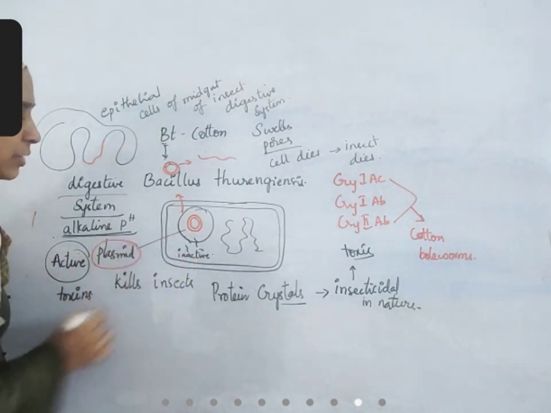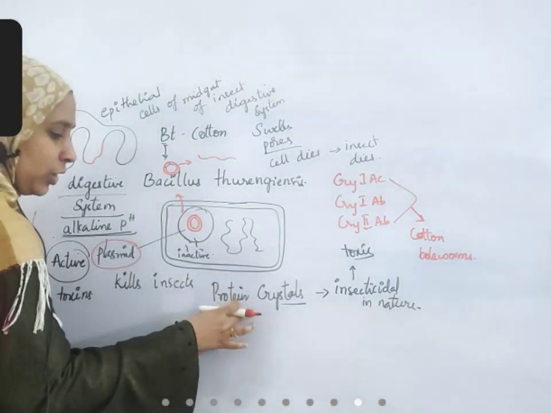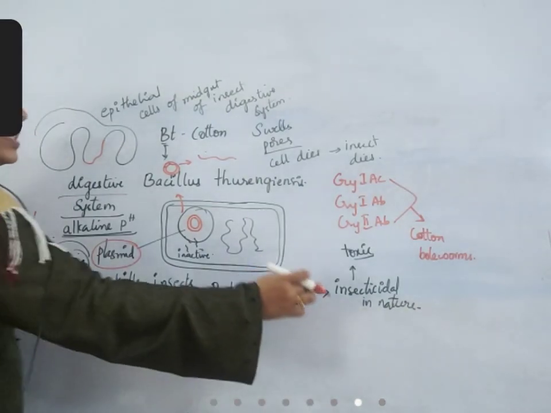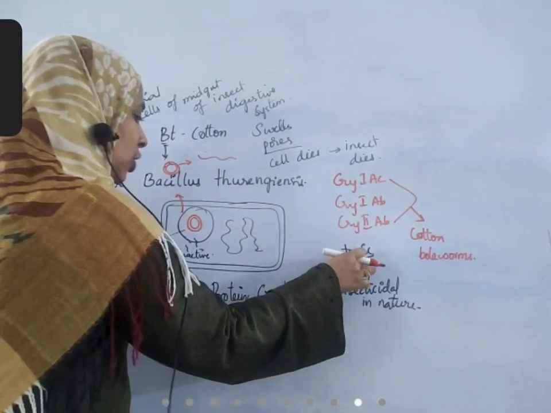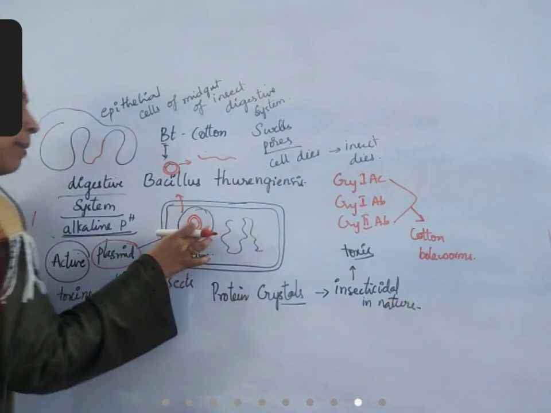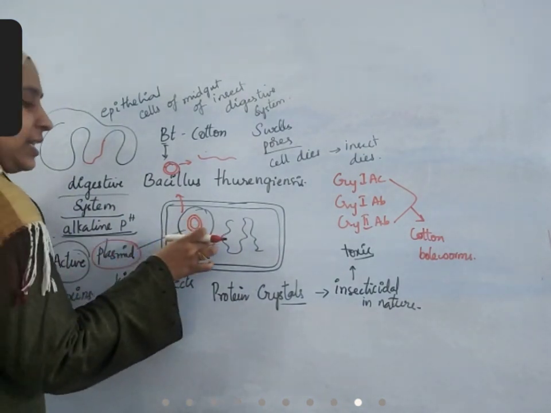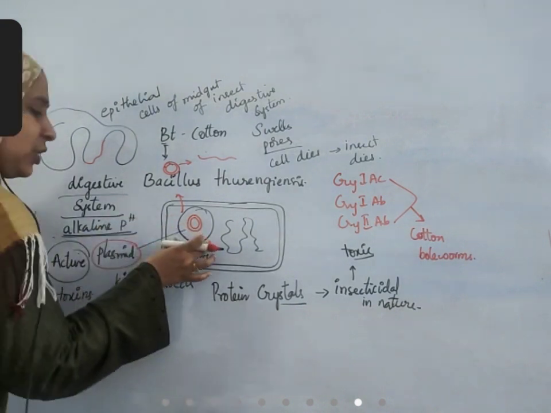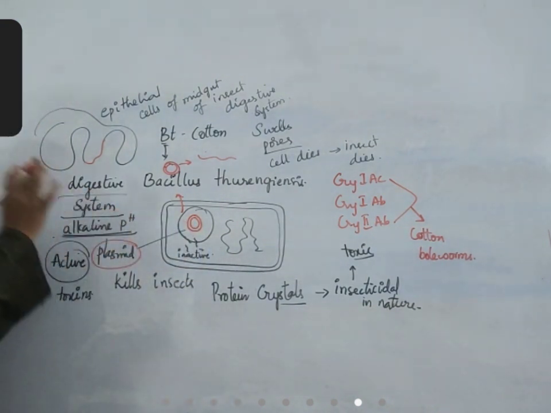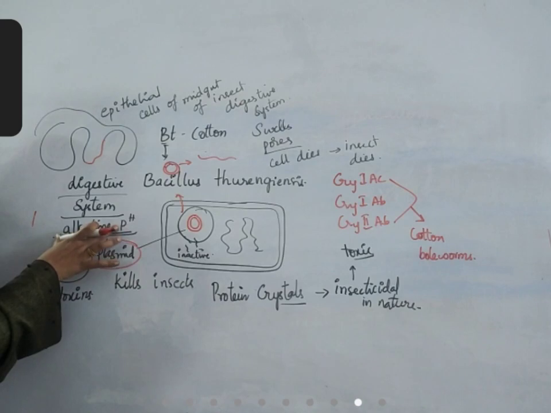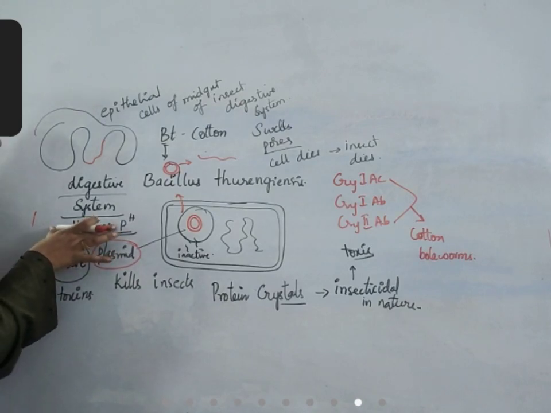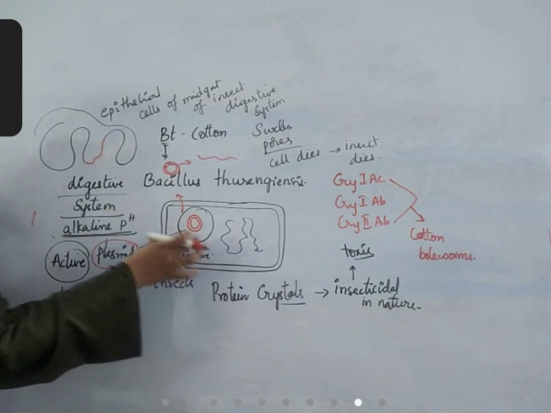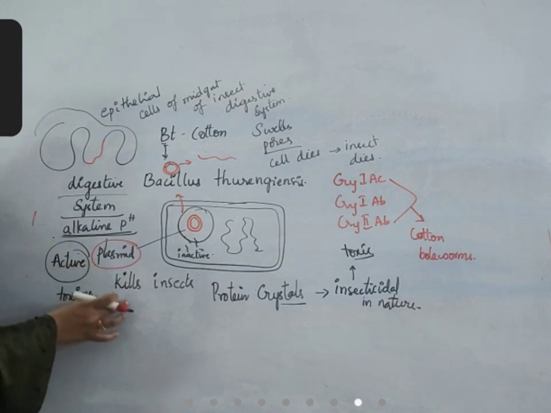Okay. So this plasmid has the capacity to produce protein crystals which are insecticidal in nature. That means they are toxic. But they do not harm the bacteria because inside the bacterial body it is inactive. When it enters the insect's body, the digestive system of the insect has an alkaline pH. Because of this alkalinity, the inactive protein will turn into an active form and kills the insects.